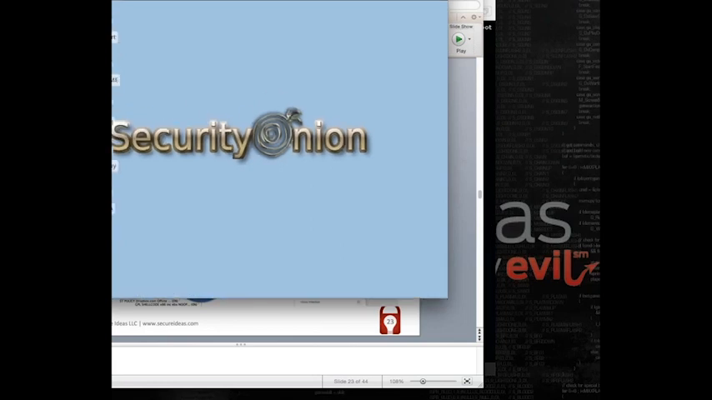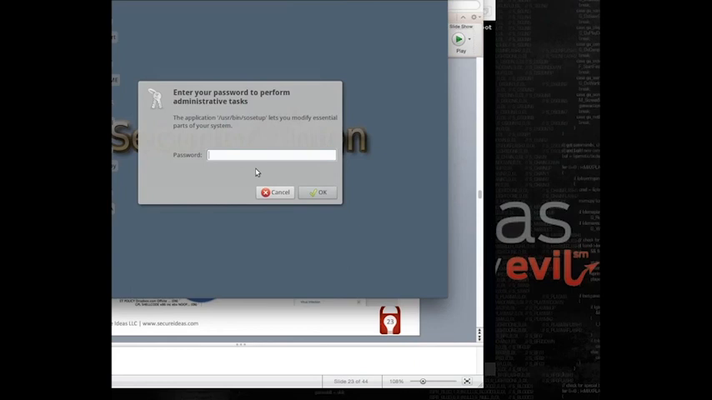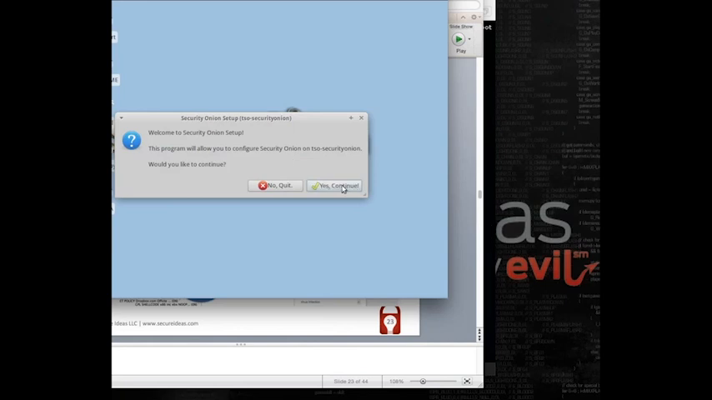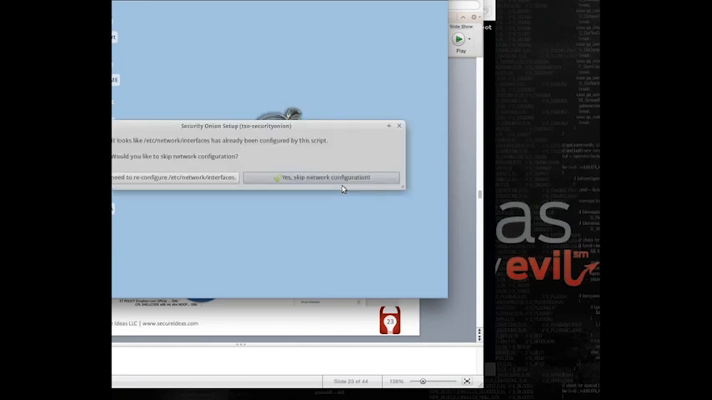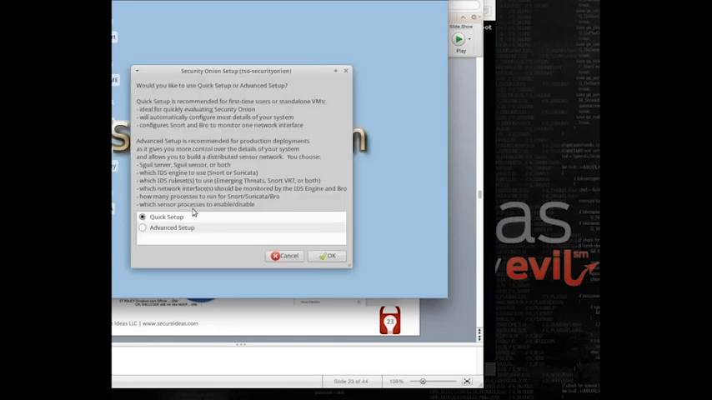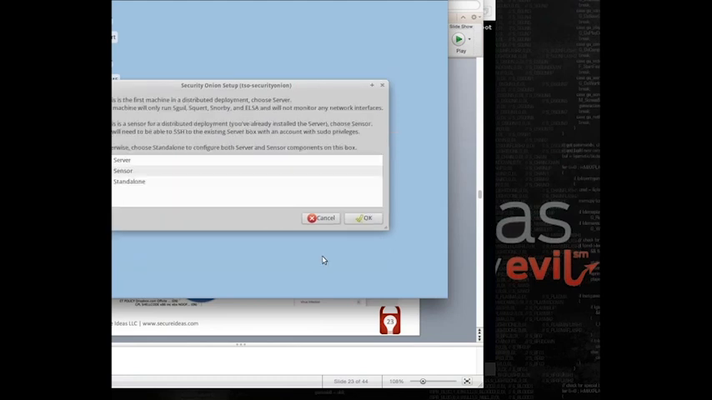Just about done. We go back into our setup. Yep, and it says, oh, hey, look, I've noticed that the interfaces have already been set up. Do you want to skip the network configuration portion of this? Yes, let's do so. I'm going to do an advanced setup real fast. Okay, this is going to be a standalone deployment because it's going to be both a sensor and a centralized server. But if I was pushing out just a sensor, I could select just the sensor option and point it back to some other server.